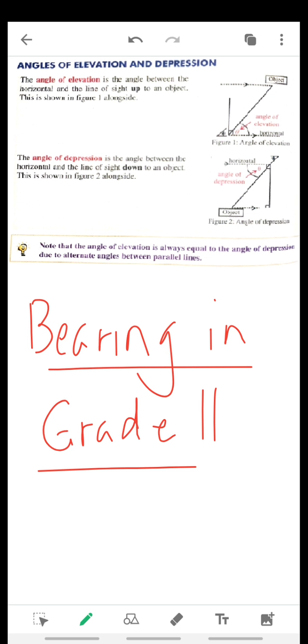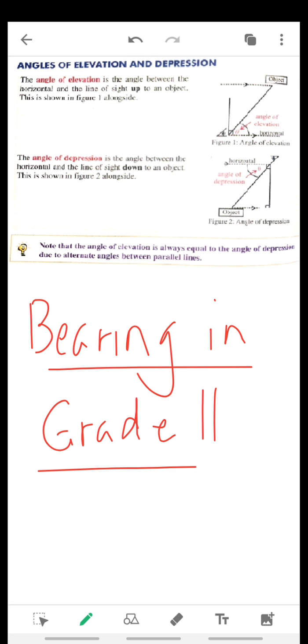Okay, now, having said that, you need to note that since these two angles, they form what we call a Z shape. Okay, and we have a horizontal in the case of elevation, we have a horizontal in the case of depression. But what we know about the two horizontals, they are going to be parallel to each other. Alright, hence making the angle of elevation to always equal to the angle of depression due to alternate angles between parallel lines. I hope that is very, very clear.